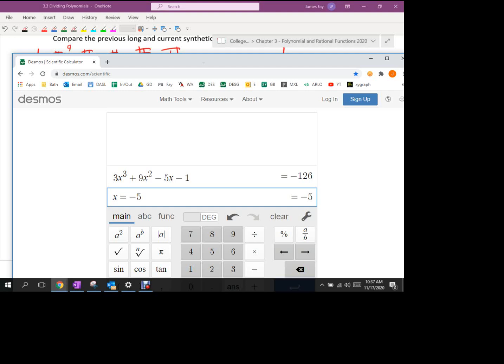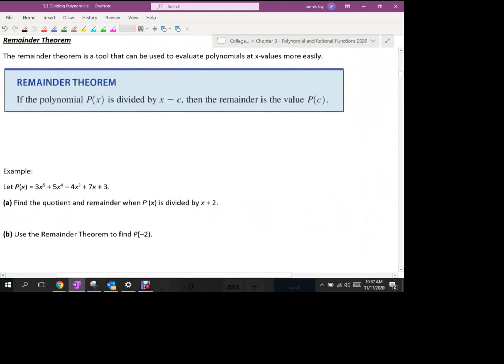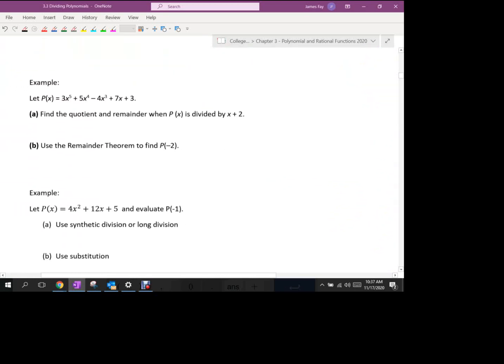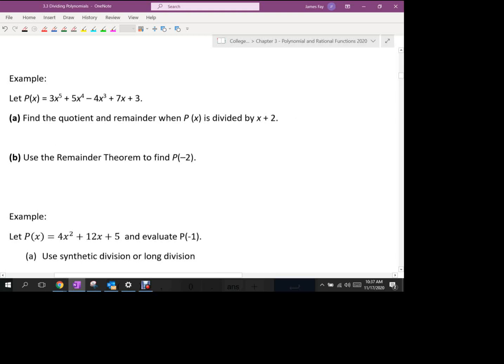Okay, so that's a key theorem. By itself, we're probably never going to use it a lot. We'll do an example here to demonstrate this, but by itself, we don't usually use the remainder theorem other than just to see that it's a unique feature. So let's find the quotient and remainder when P of x is divided by x plus 2. So let's do long division here, or synthetic division.